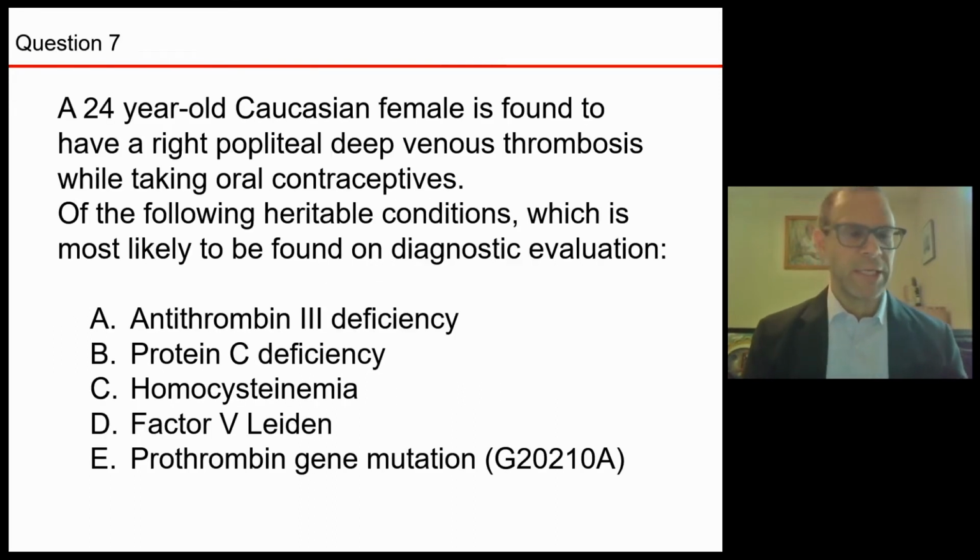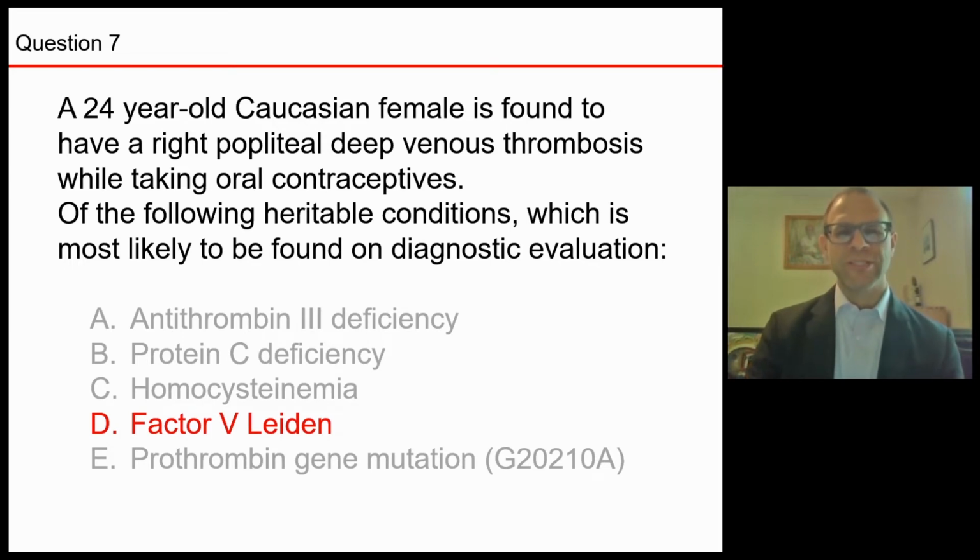The next question is, a 24-year-old Caucasian female found to have a right popliteal DVT while on birth control. Of the following inherited conditions, which is the most likely? Antithrombin 3 deficiency, protein C deficiency, homocystinemia, factor V Leiden, or prothrombin gene mutation? And the answer is factor V Leiden, simply recognizing which of these is the most common inherited thrombophilia.